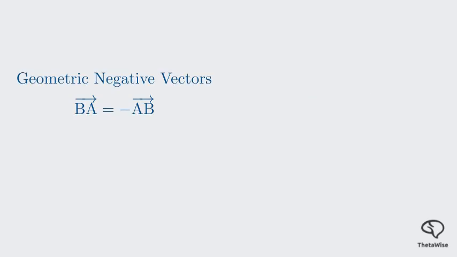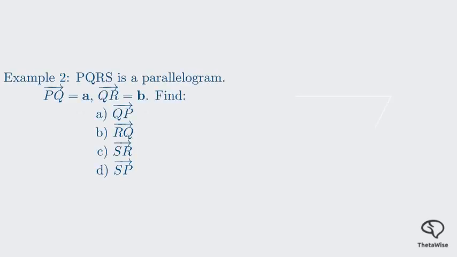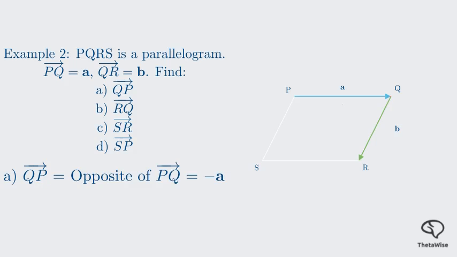Let's use an example to solidify these geometric concepts. We have a parallelogram PQRS with vector PQ defined as A and vector QR defined as B. We need to find expressions for the other vectors in terms of A and B. Recall that in a parallelogram, opposite sides are parallel and equal in length. First, find vector QP. This vector goes from Q to P, which is the opposite direction of vector PQ. Since PQ is A, vector QP is its negative, negative A.